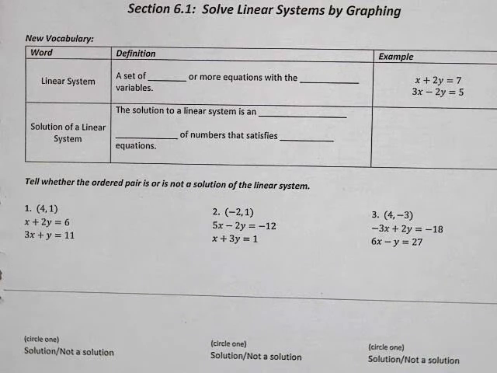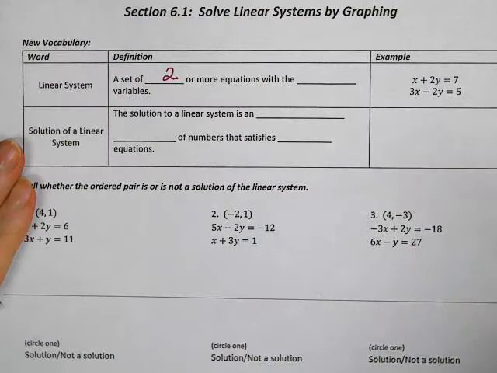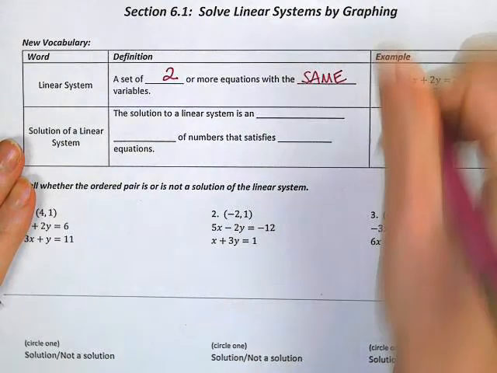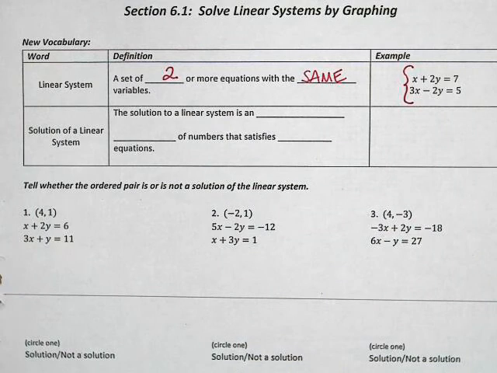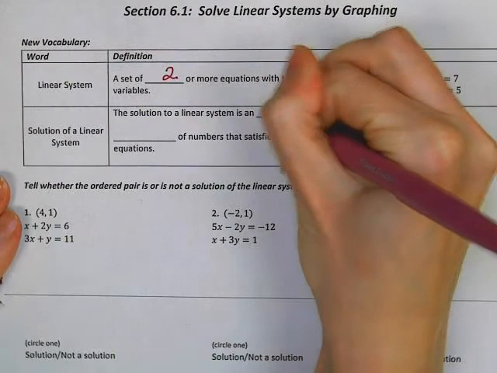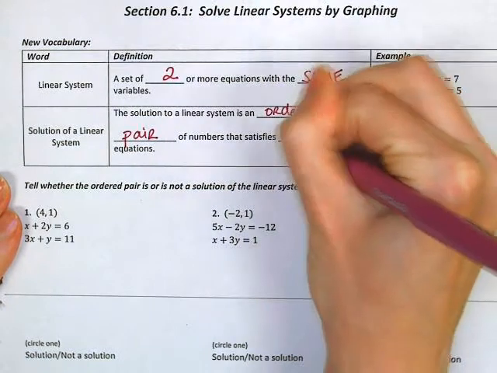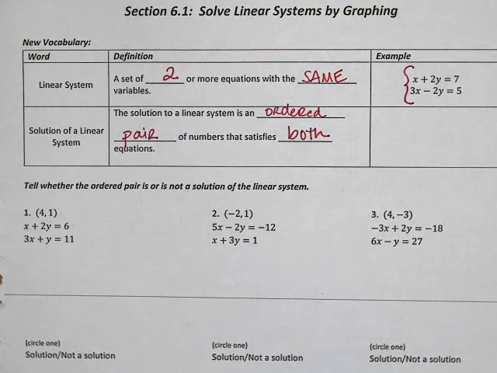It's about linear systems. A linear system is a set of two or more equations with the same variables. Whenever you have two or more equations with the same variables, usually x and y, that's called a linear system. To find the solution of a system, we need an ordered pair of numbers that satisfies both. So find an x and a y that works for both equations.